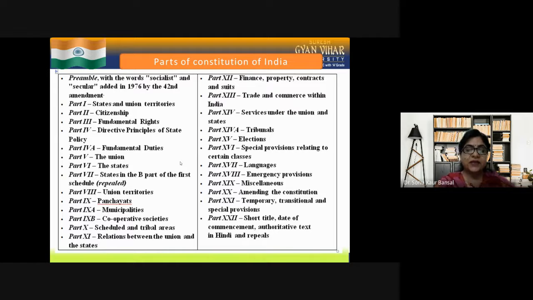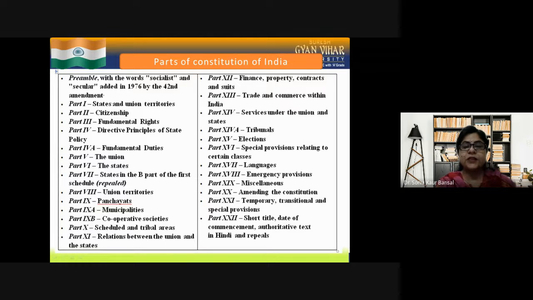Part 11, relationship between the union and the states. Part 12 deals with finance, property, contracts, and suits. Part 13 is related to trade and commerce within India. Part 14, students, is related to services under the union and states. Part 14A is related to tribunals. Then Part 15 is related to elections. So understand, students, and keep learning them along with me.